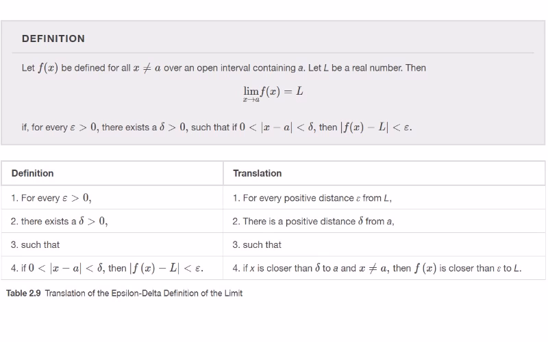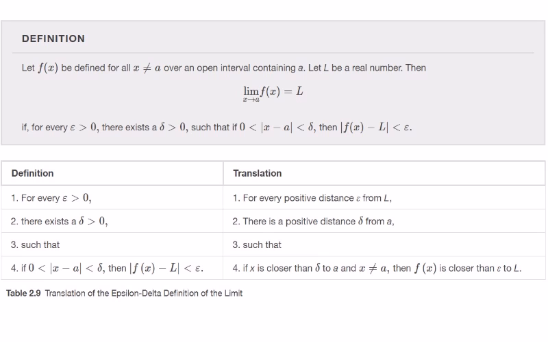Here we have: let f of x be defined for all values where x is not equal to a, over the open interval containing a. So the function has to be defined on everything but a in a certain interval. Remember, this is an open interval, so we have parentheses on either side. The function has to exist on some interval on either side of a. And we're letting L be a real number, so that's the limit, the value that the limit equals.